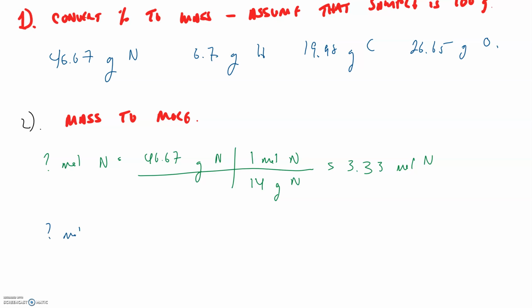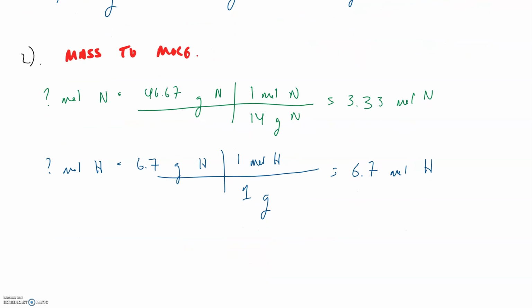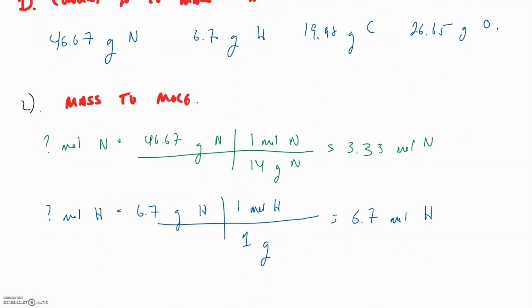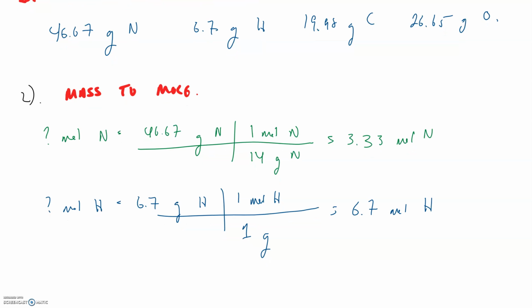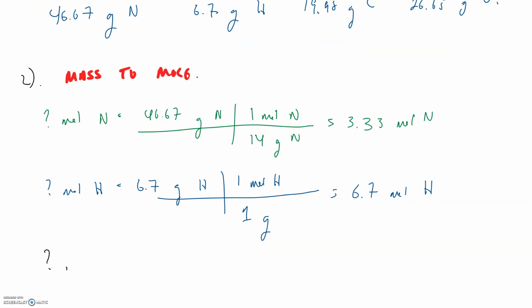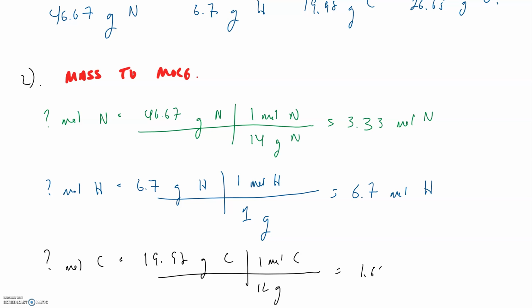Let's keep the ball rolling. How many moles of hydrogen do we have? If we have 6.7 grams of hydrogen, and this one's easy because we know that the molar mass of hydrogen is 1 gram. So that's 6.7 moles of hydrogen. Let's do this with our carbon. And so we've got 19.98 grams of carbon. How many moles of carbon is that? We know that rounding to a whole number, 1 mole of carbon is 12 grams. Dividing by 12 gives us 1.66 moles of carbon.